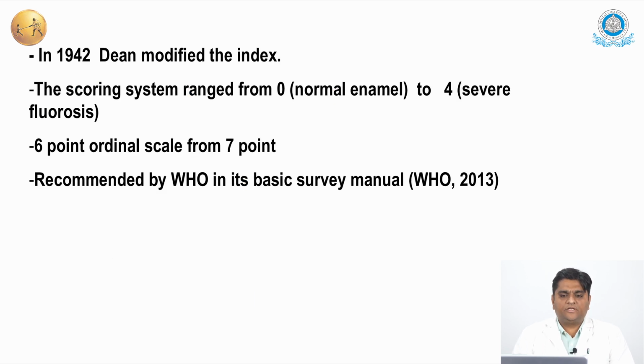Now in the year 1942, Dean modified this index and the scoring system, which ranged from 0 to 4, wherein normal enamel to severe fluorosis was considered. The moderately severe category was removed, and the scale was revised to a 6-point ordinal scale from the original 7-point. And this modified Dean's Fluorosis Index, which was given in 1942, is the one which is recommended by WHO in its basic survey manual given in the year 2013 as well.